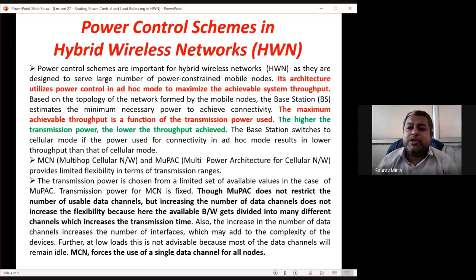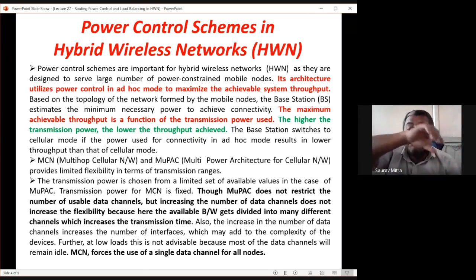If I want to transmit as far as possible, that is not possible in this case, and more power wastage will happen. MCN and MUPAC have smart energy saving algorithms. They reduce the communication range and are less flexible, but they provide some power related solution. Transmission power is chosen from a limited set of available values in the case of MUPAC. So we can select the transmission power: maybe the transmission energy is for 5 meters, for 10 meters, or for 15 meters. All those things can be set in a node by means of software.